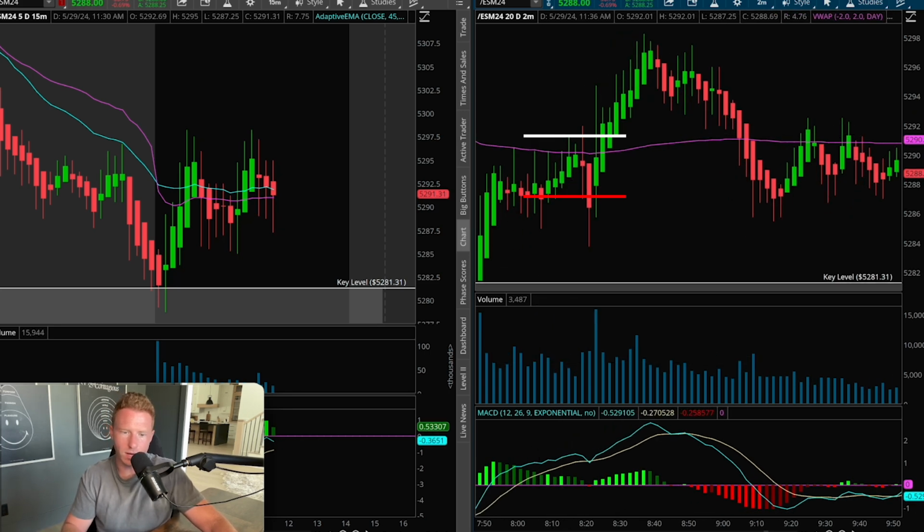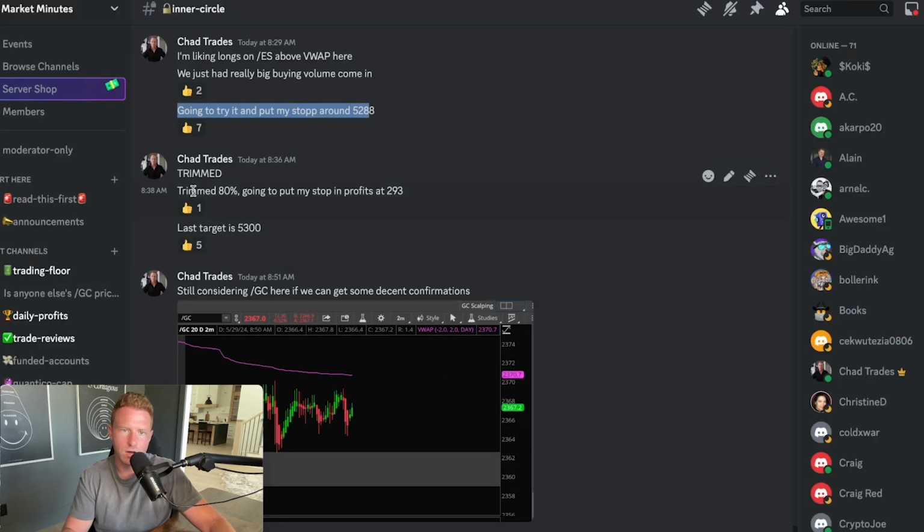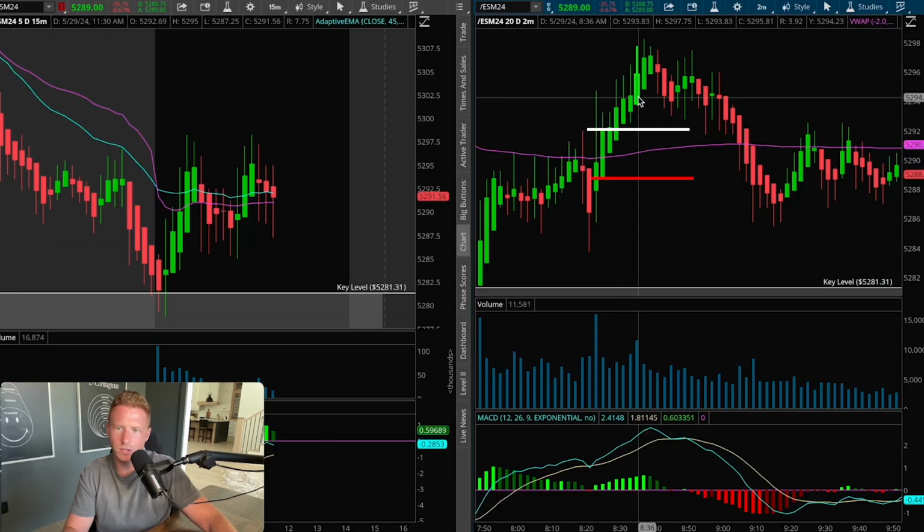My first trim, as you can see if I go back to the Discord, was at 836. So I said trimmed 80%, going to put my stop in profits at 293. Again, we start getting steady buying, slowly going up. And right when we hit 297 right here, this is where I trimmed the majority of my position.